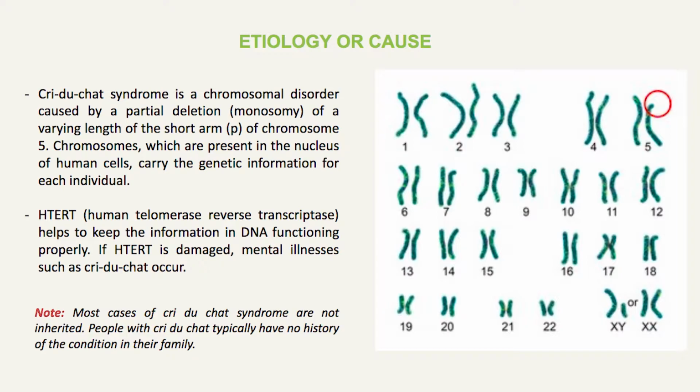hTERT or human telomerase reverse transcriptase helps to keep the information in DNA functioning properly. If hTERT is damaged, mental illness such as Cri-du-chat occurs. Most cases of Cri-du-chat syndrome are not inherited. The chromosomal deletion usually occurs as a random event during the formation of reproductive cells, which is the egg or sperm, or in early fetal development. People with Cri-du-chat typically have no history of the condition in their family.